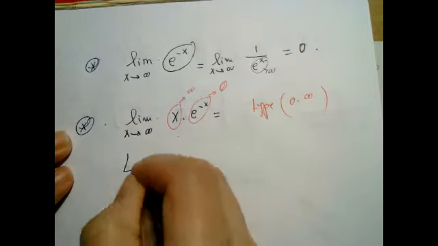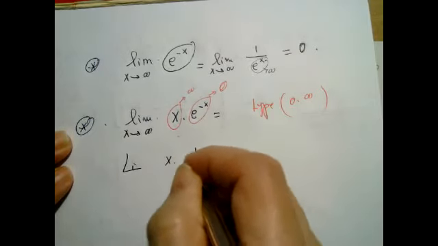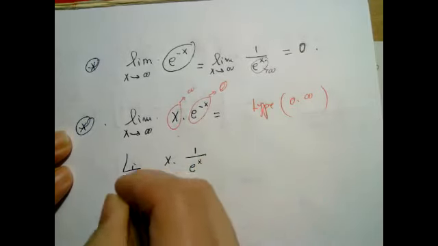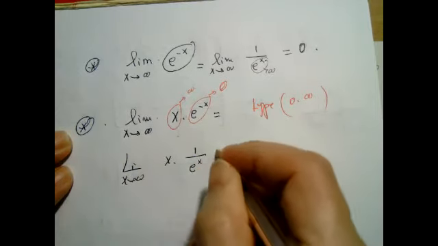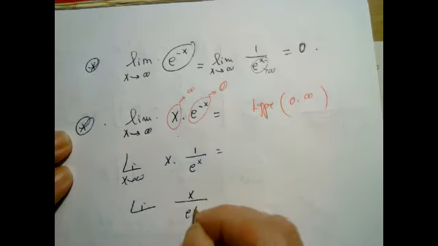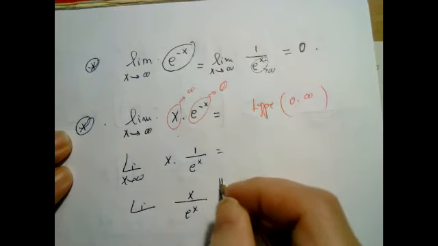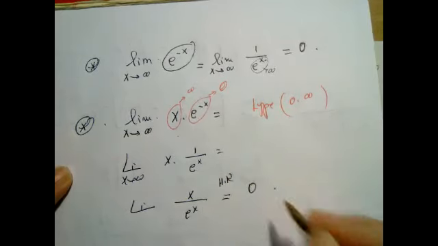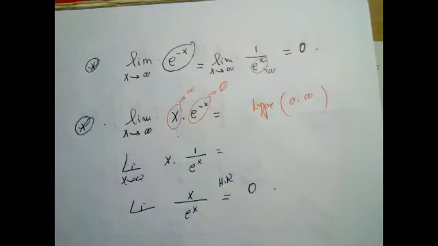So that's going to be the limit of x times 1 over e to the x. But of course, we're not going to keep it like that. That's x over e to the x. Use L'Hopital's rule, and you end up with honest to goodness 0. Those limits are important because e to the minus x and e to the x are functions that come up a lot with us.